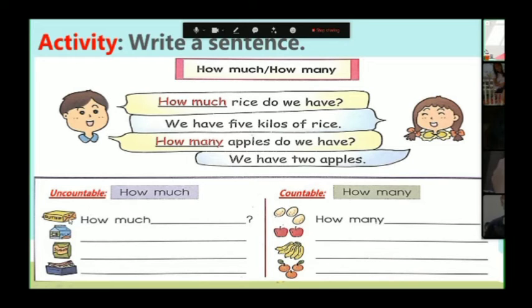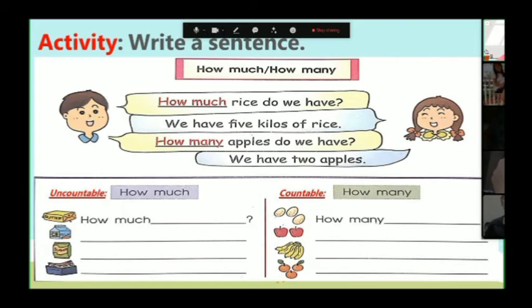Okay, now let's try to understand this. For example, we have vocabulary words here like butter, milk, sugar, money. Is this money? Yes, money. So all these examples are uncountable. We use how much. On the other hand, there are eggs, apples, bananas, and oranges. We use how many. So let's answer this.